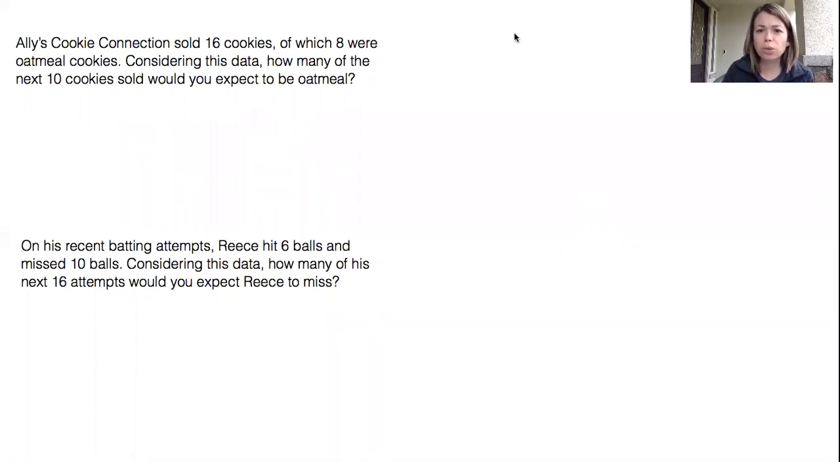All right, so what we're going to do is we're first going to find the experimental probability of an oatmeal cookie being sold. So we have the experimental probability of oatmeal. Well, we know that 8 out of 16 of those cookies were oatmeal. So our probability would be 8/16, which we should reduce. Okay, 8/16 is the same as 1/2.